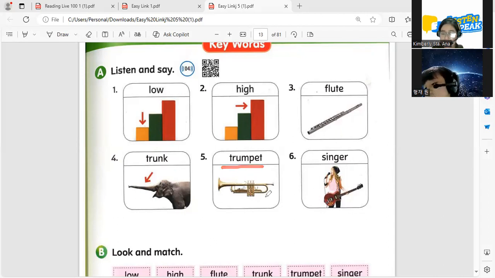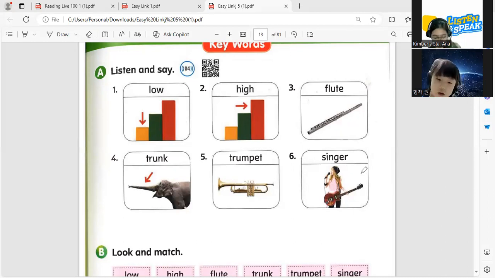Trumpet. Can a trumpet make a low sound or a high sound? High, yes, a trumpet can make a high sound. That's amazing. How about here? Number six. Singer. Very good. So number six is someone who has a very pretty voice.